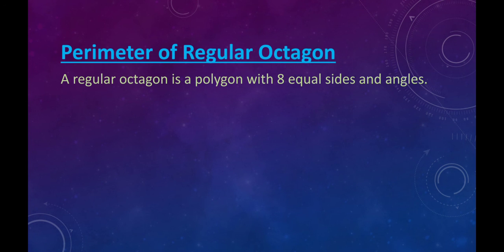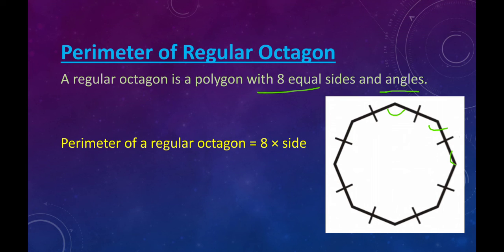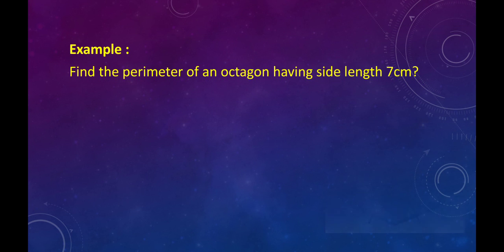Next one is the perimeter of a regular octagon. A regular octagon is a polygon with 8 equal sides and equal angles also. Here this octagon consists of 8 equal sides and 8 equal angles also. So the perimeter of this one, octagon means 8 sides, so you can write the formula as 8 multiplied by side. If we take the side as A, the formula becomes 8 multiplied by A. So here is an example for this.